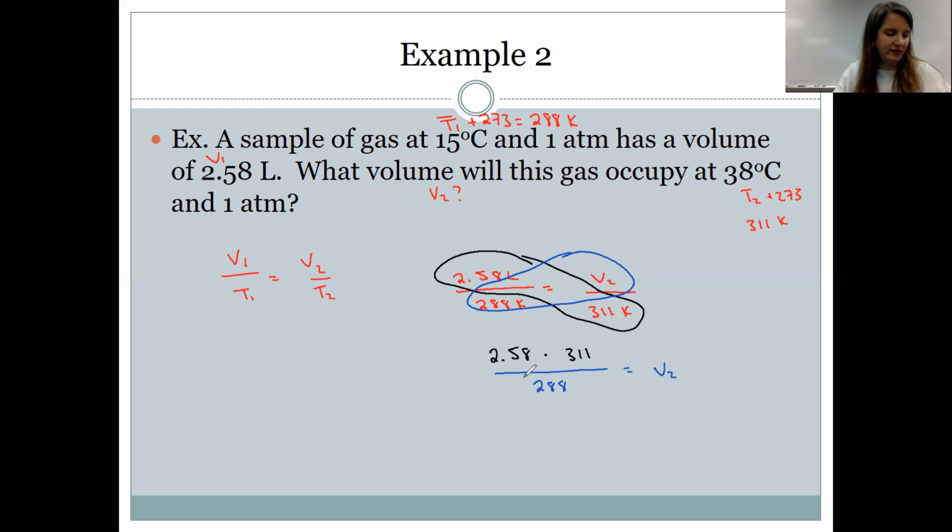So we'll have 2.58 times 311 divided by 288. Again, multiplying and dividing, our sig figs are based on whichever number has the fewest sig figs, so we're going to have 3 sig figs for our answer. My answer would be 2.79 liters. In liters because my volume for V1 was in liters.